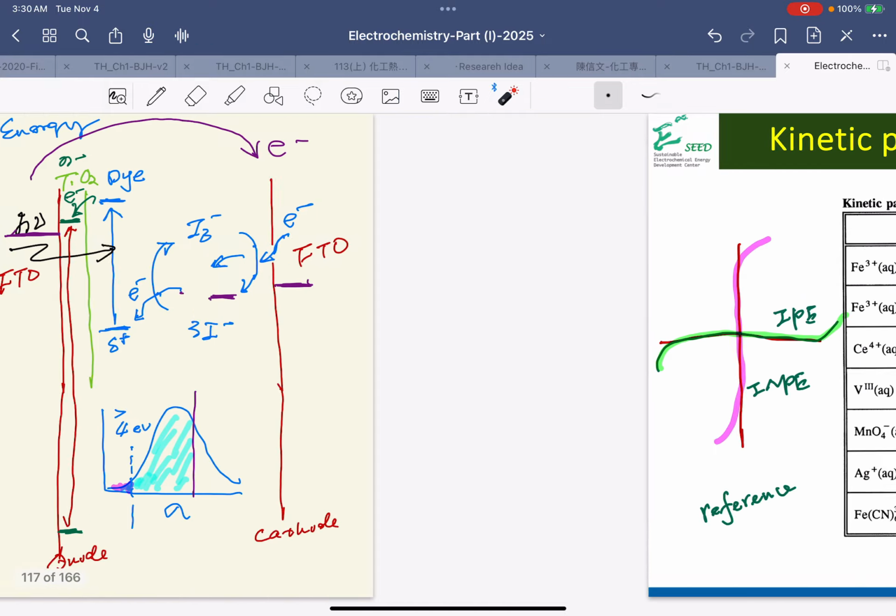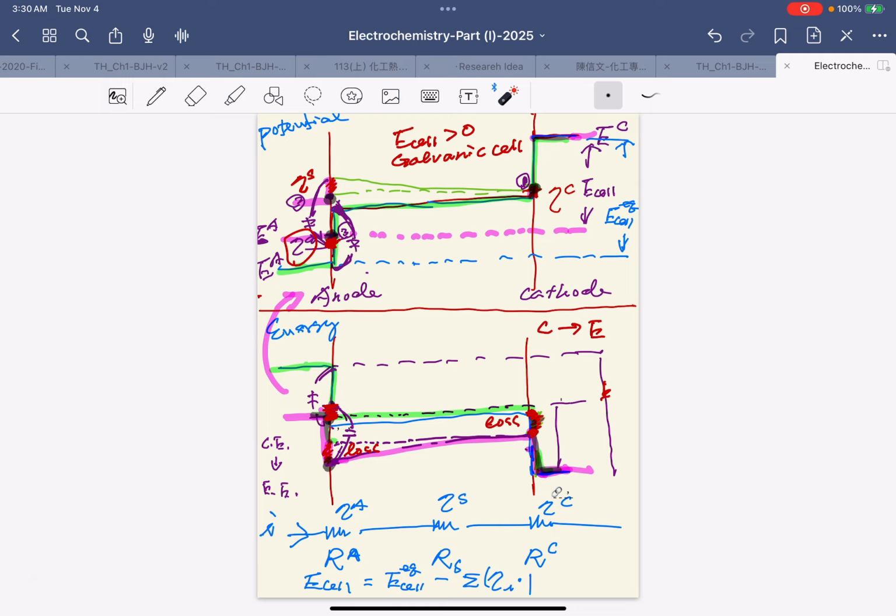So if you look at this, galvanic cell is different from electrolytic cell, you can see.